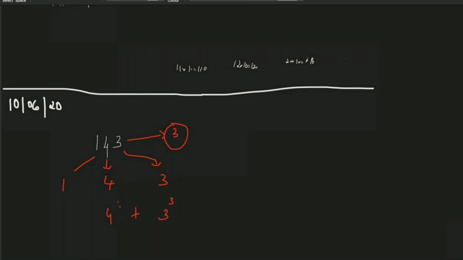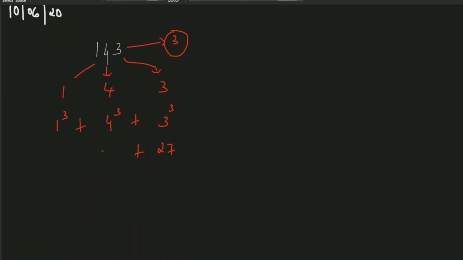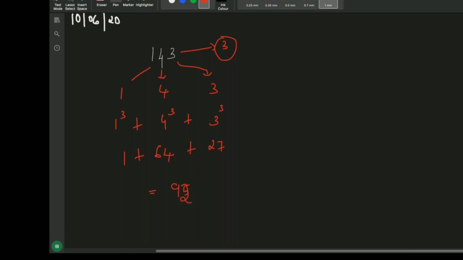3 power 3 is nothing but 27. What is 4 power 3? 16 4s are 64. Then 64 plus 1. If you add it, what is the number you will be getting? 27 plus 64 is 91, plus 1 is 92. It is nothing but 92, right?